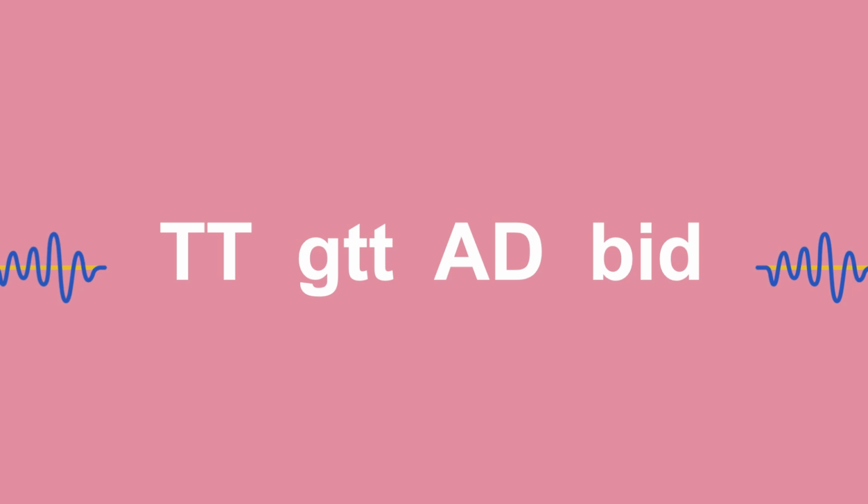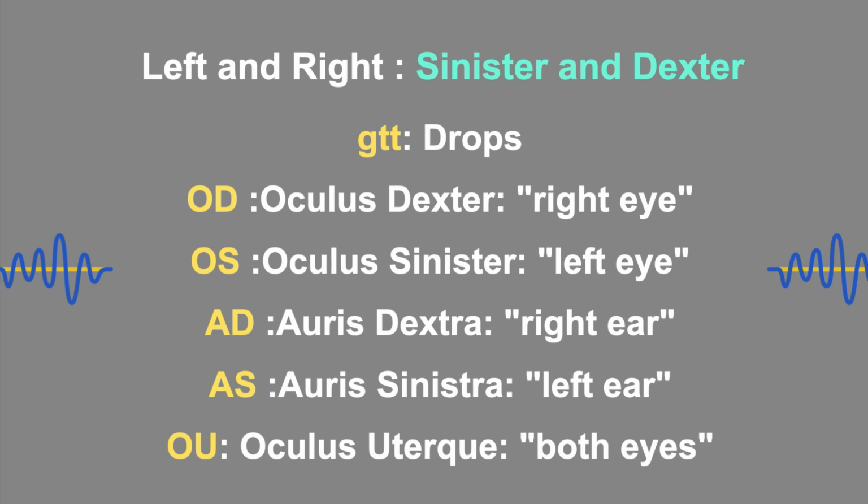The same structure applies to ear medications, but instead of using OD for the right eye, you'll see abbreviations like AD for the right ear. AD stands for auris dextra, right ear. AS stands for auris sinistra, left ear. So, if your prescription says T with 2 dots GTT AD BID, it means instill 2 drops in the right ear twice a day.